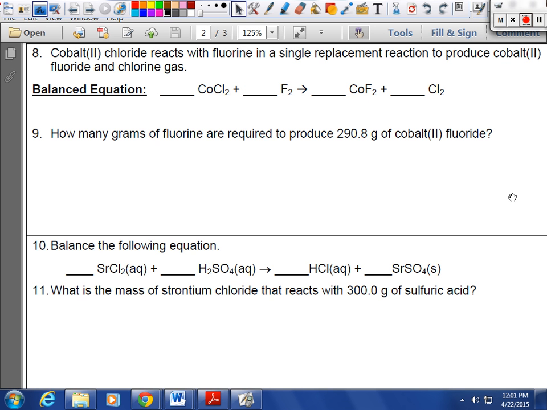All right, just to pick back up where we left off, we finished the last two problems on the front. Okay, just making sure.